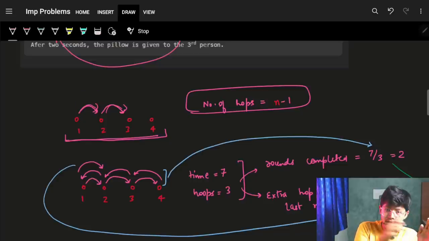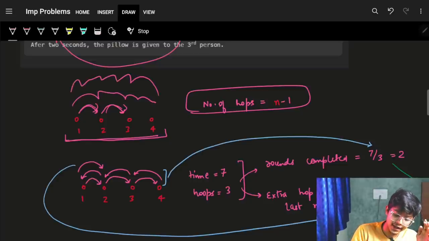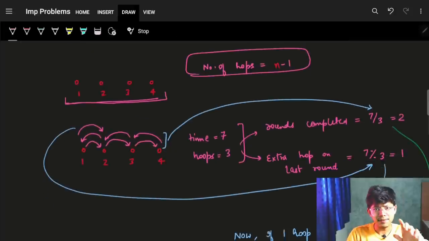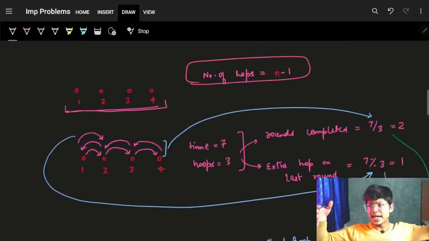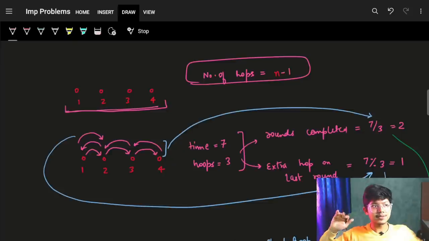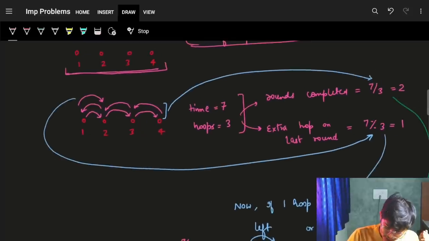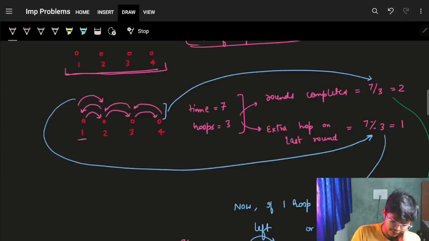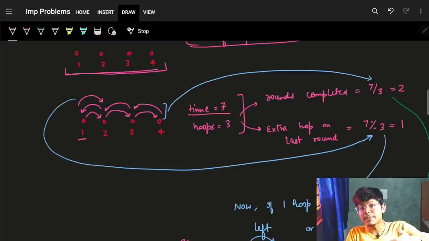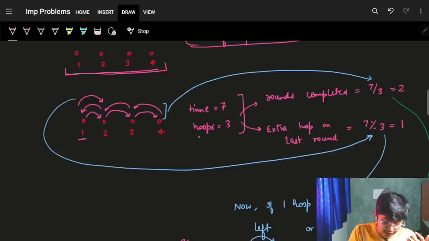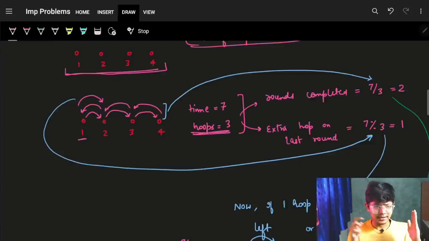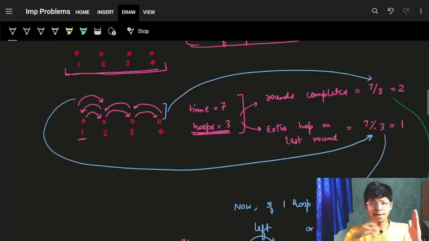Basically, if it goes in one round, it will do n minus 1 hops. Again, when it comes back, it does n minus 1 hops. Again, it will do n minus 1 hops like this. Cool. Pretty simple. So between n people, when I'm shifting the pillow from start to end, I'll reach in n minus 1 seconds. Now, if I'm standing at, let's say, 1, and the time elapsed is 7 seconds, the number of hops completed in one round between 4 people would be 3.